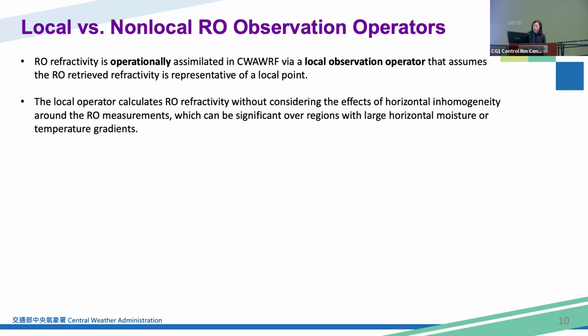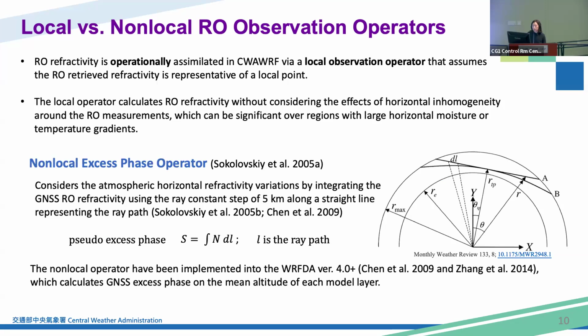Until now, reflectivity is operationally assimilated in our system via the local observation operator. The local observation operator assumes we retrieve reflectivity at the local point. However, this assumption cannot consider the effects of horizontal gradient. So we try to use another, non-local observation operator to evaluate the data effect.